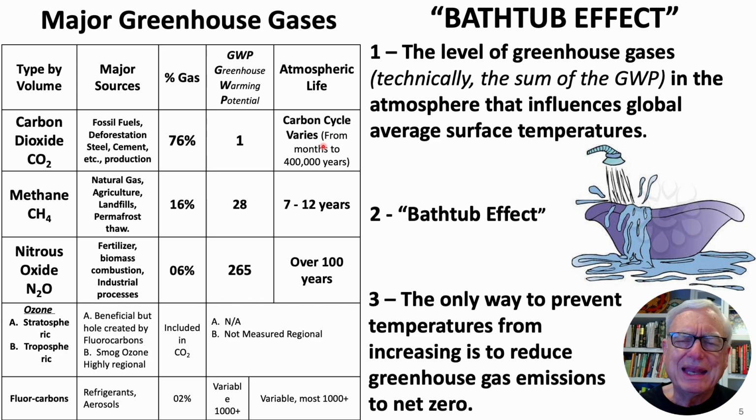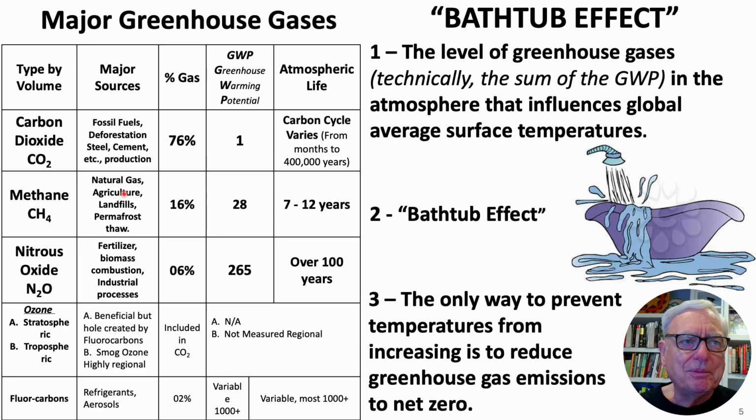And how long does it stay in the atmosphere? Well, it's got different cycles, and some of it cycles out fairly quickly in a matter of weeks and months. But a lot of it, almost most of it, can last as long as 400,000 years. So we've got to be real careful about the amount of carbon dioxide we put in the atmosphere because it's not going away.